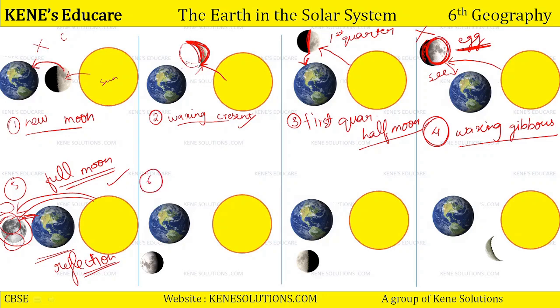Now comes the sixth phase of the moon. आपको लग रहा होगा कि ये एग फॉर्म तो अभी यहाँ पे भी था. हाँ बिल्कुल था, पर यहाँ पे हम इसे कह रहे थे वैक्सिंग गिबस, और यहाँ हम इसे कहेंगे वेनिंग गिबस. गिबस फॉर्म तो है, एग फॉर्म तो है, पर अब ये वेन हो रहा है, ये गायब होने की कोशिश कर रहा है, अब ये धीरे धीरे जा रहा है.